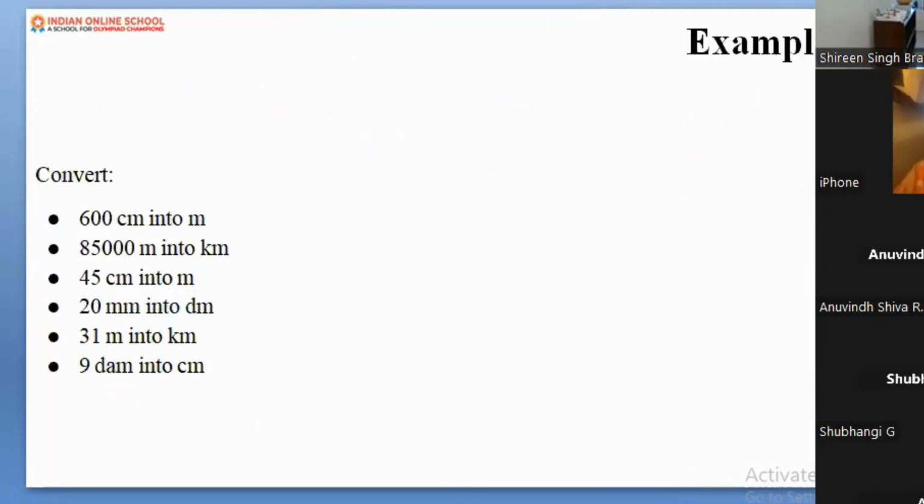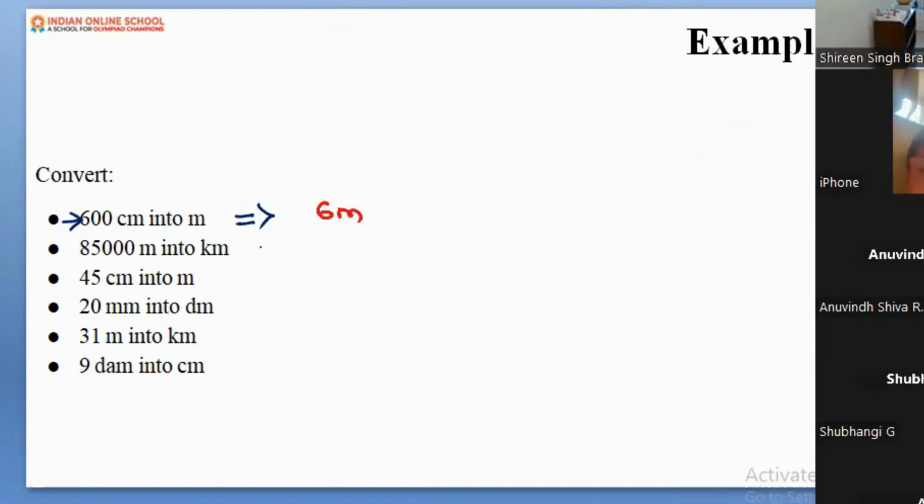Yes? Understood? Now, there are some questions that you are supposed to do. One by one, I'm going to ask. Just tell me, if I need to convert 600 centimeter into meter, that will equal what? Quickly tell me your answer. 6 meters.